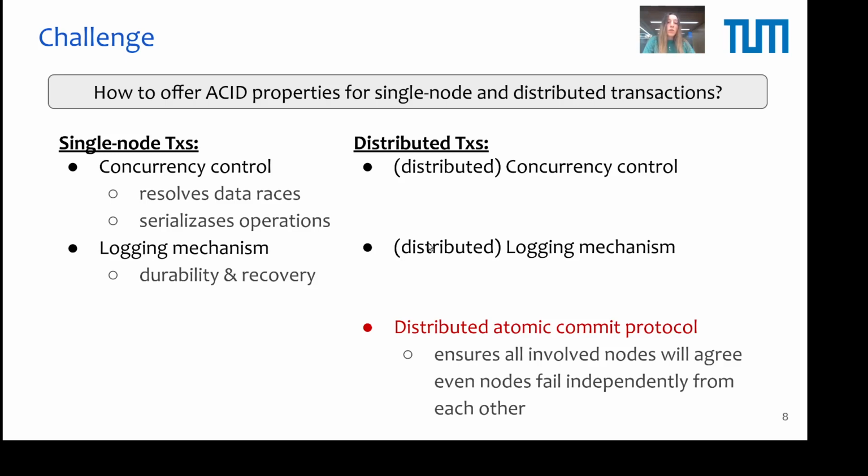As far as distributed transactions are concerned, we have a similar mechanism. We have a distributed concurrency control that achieves the same goal as in the single node case. And also we have a distributed logging mechanism to bookkeep the state changes in the system. However, as distributed transactions might touch data in more than one node that fail and operate independently from each other, we need a distributed atomic commit protocol to ensure the all or nothing property. Namely, that all nodes involved in a transaction will agree on the same outcome for this transaction.